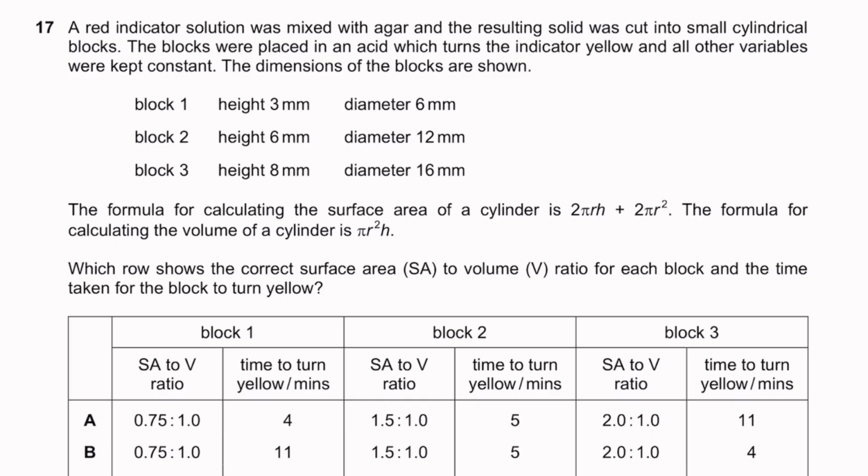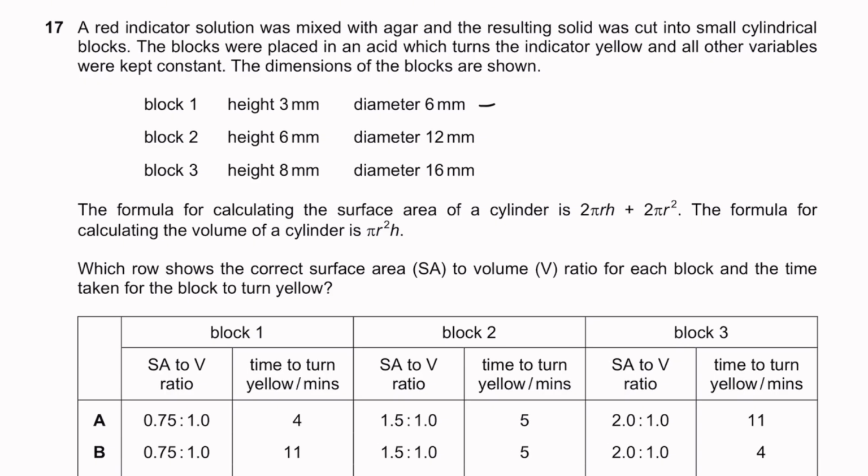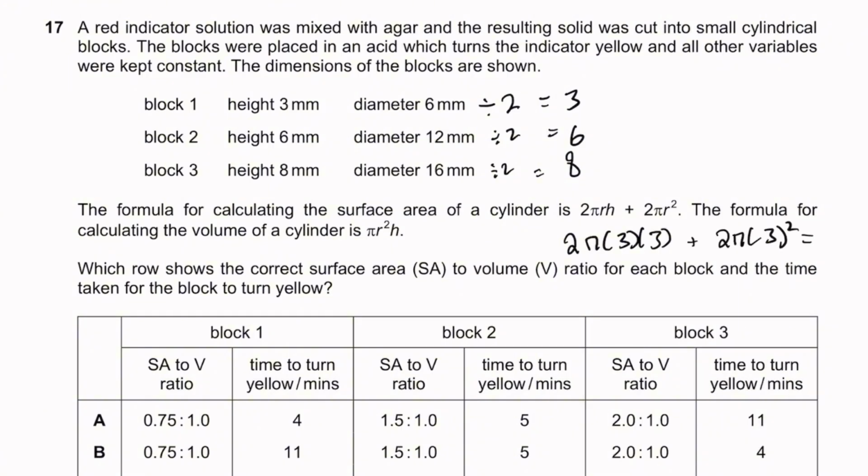Let's start with finding the surface area of the cylinder of block 1 and the volume of block 1 as well. Okay, so the surface area of block 1, we have the radius. No, we don't have the radius, we have the diameter. To get the radius, you just divide the diameter by 2, so this should be 3, this 6, and this 8. Now if we use the formula, we get 2 pi r h, so 2 times pi times radius of 3 times height of 3, plus 2 pi times 3 squared. So the surface area in this case would be 9 times 2, which is 18 pi, plus again 9 times 2, which is 18 pi, 18 plus 18 is 36 pi.